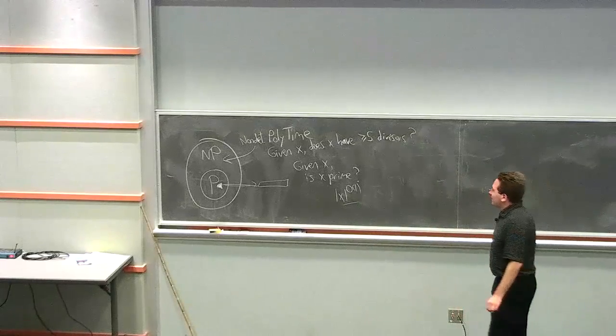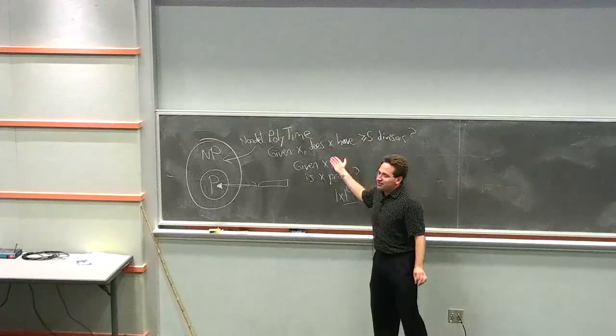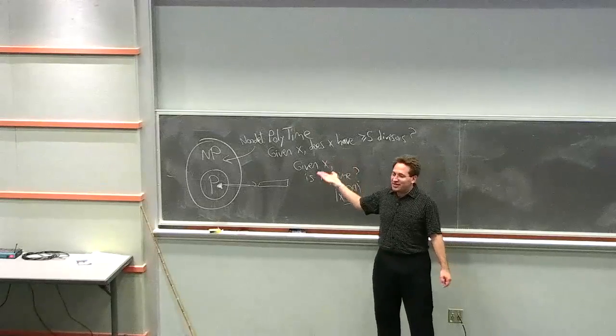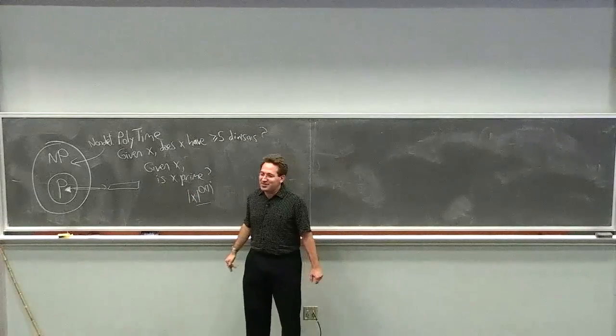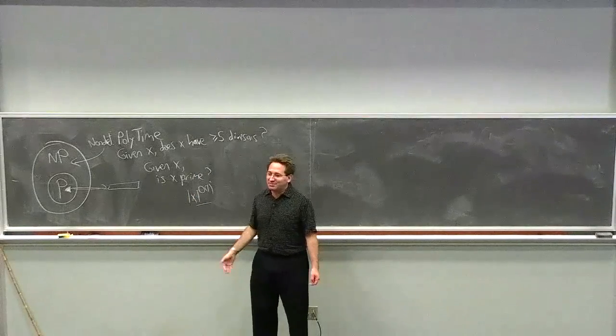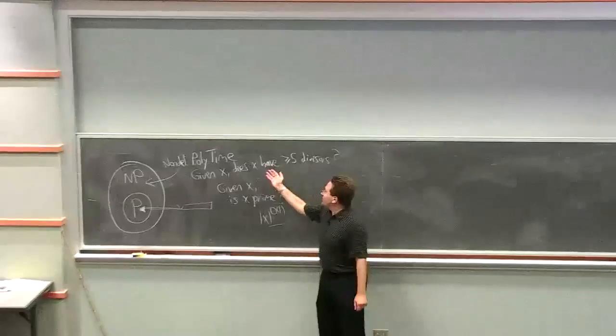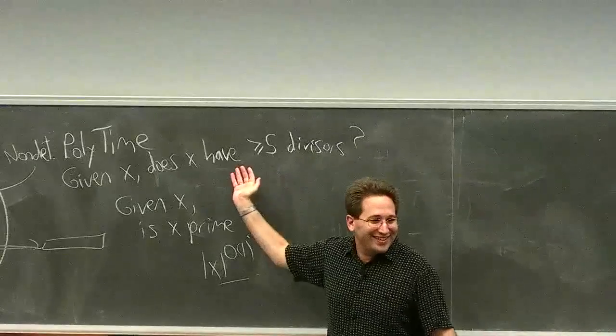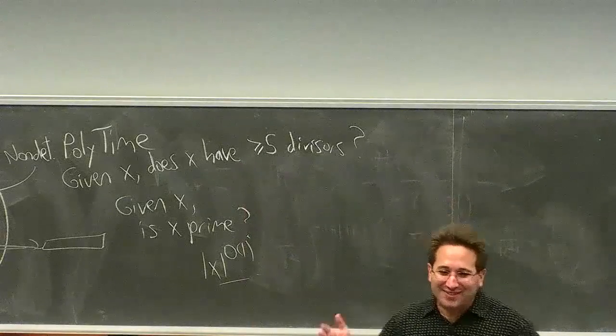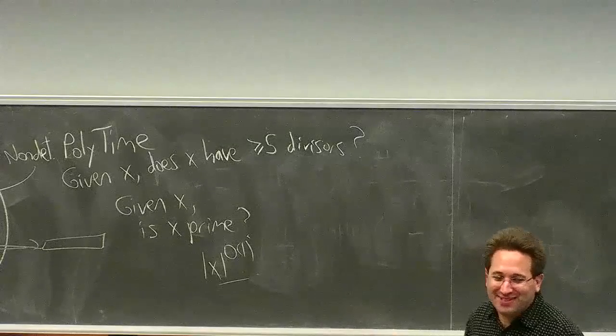And in fact, some of you might know that the security of most of our electronic commerce, anytime you order something from Amazon, your credit card number is protected by the assumption that this sort of problem is not in P. Okay, so many people want factoring to be hard.